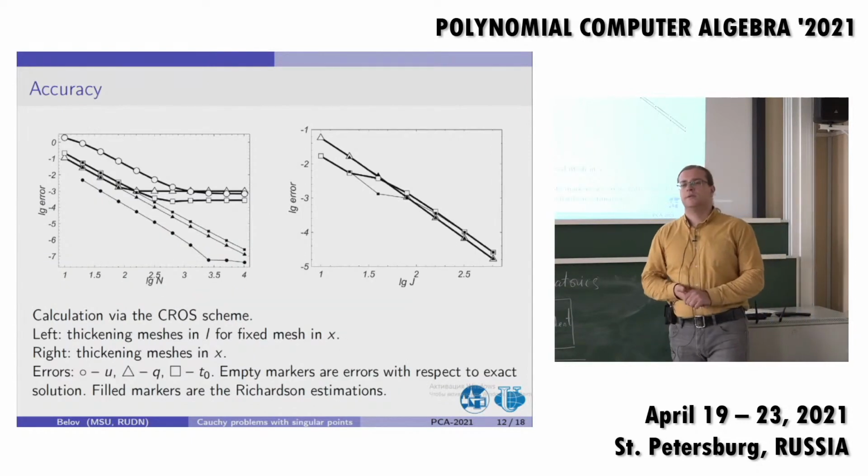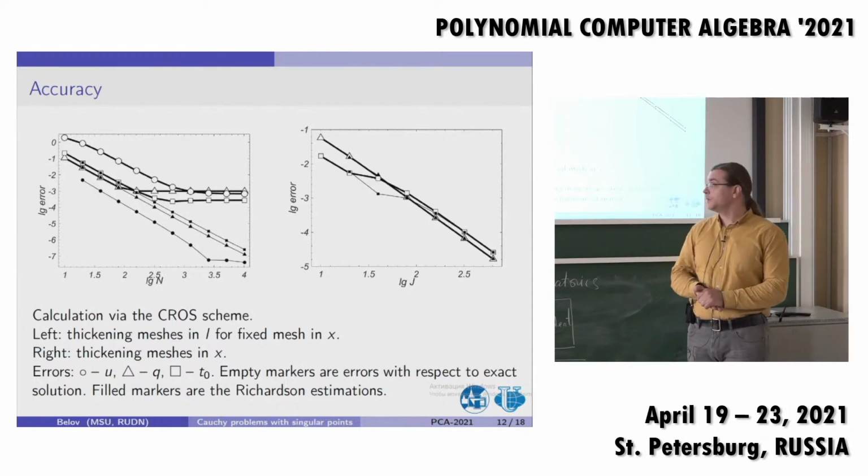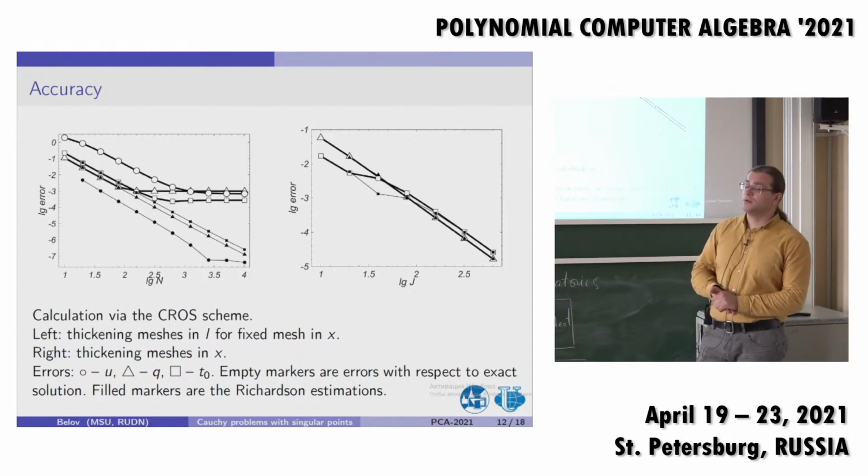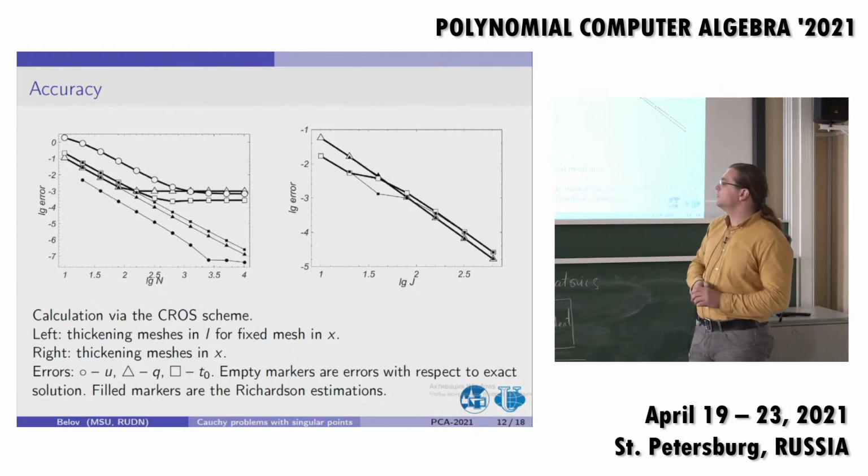On this slide, you can see the accuracies obtained in this calculation. The calculation was performed by the complex Rosenbrock scheme. The left plot shows accuracies for a fixed mesh in the spatial variable x, and the thickening was performed for the time mesh. You can see that accuracies with respect to the exact solution decrease with the appropriate second order of accuracy, and at some fine enough mesh, they stop decreasing. While the Richardson estimates decrease up to the round-off error, which is shown for the solution U.